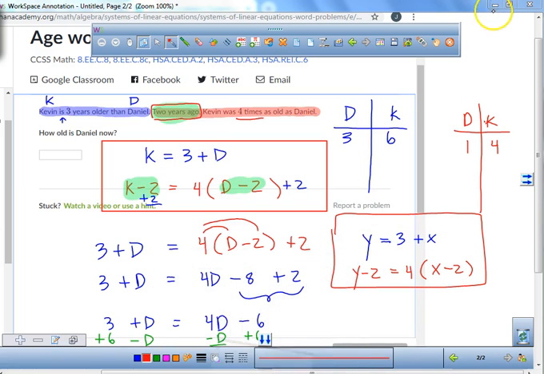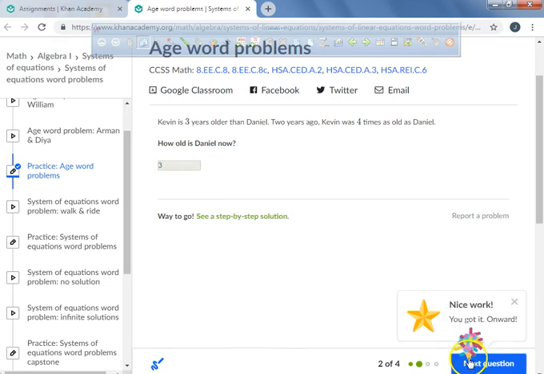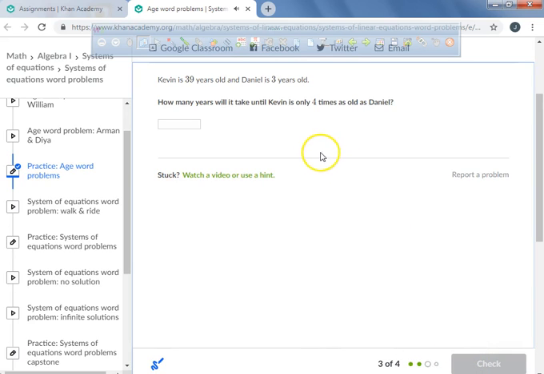Okay. Cool. Here we go. Go ahead and type that in right here. We're going to type in A3. All right, here we go. Write the next sentence down and the question.